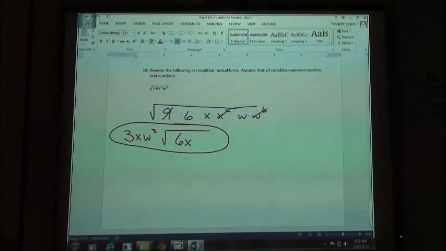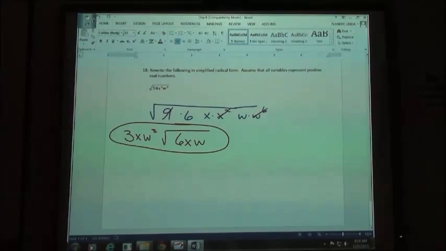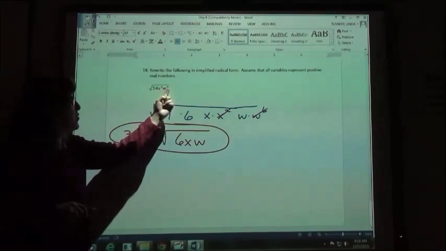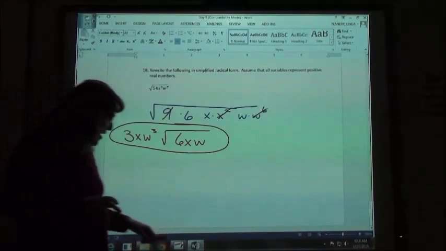What about that other w? Oops, gosh, what about that other w? I gotta put that one too. I forgot that one. Good thing Joel's paying attention. So since both of these were odd, they both had a variable left over underneath my radical.